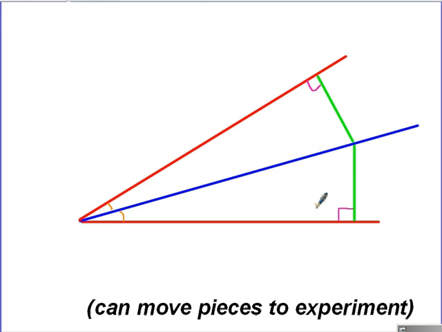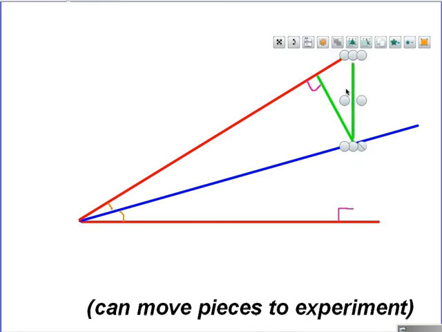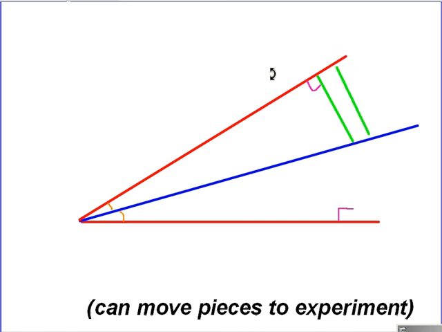And so we can check, is from here to this point perpendicularly up to this point on the bisector the same as from here perpendicularly up to the point on the bisector? Let's find out. Sure is.